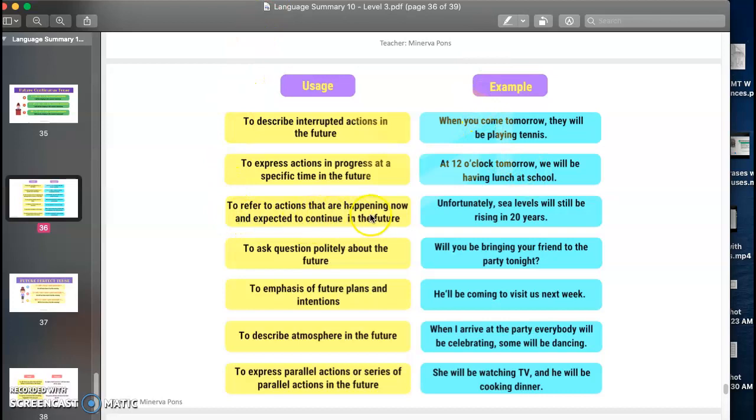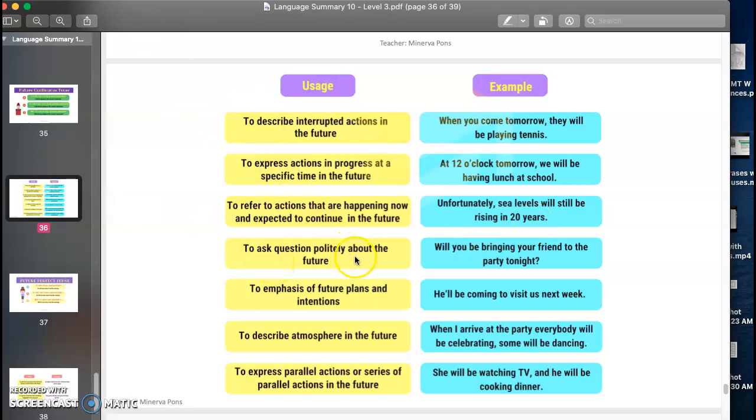To refer to actions that are happening now and expected to continue in the future. Unfortunately, sea levels will still be rising in 20 years. So this is something that is happening right now and you want to make a prediction about it. Like if I say, in 20 years, global warming will still be a problem. This is me making a prediction.